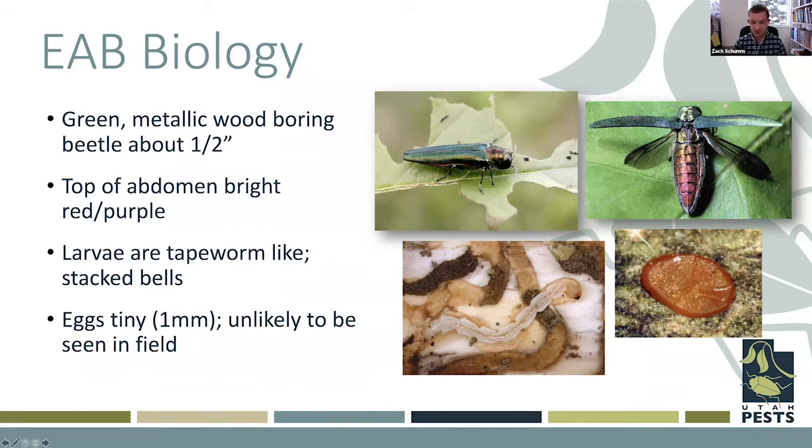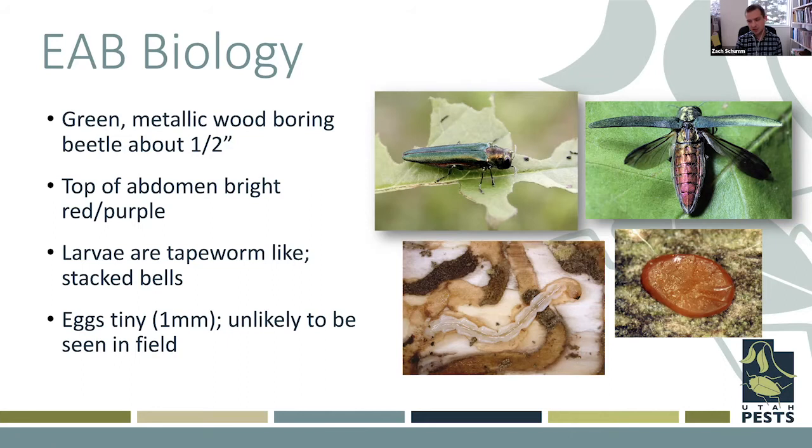So the larva, you can see the larva in the field if you survey for them. So they're often considered tapeworm-like, and they often look like stacked bells. So if you look at each individual segment or section of this larva, you can see that there's little bell shapes that are kind of stacked on top of one another. So that can be a really good diagnostic feature for emerald ash borer as well, but it's important to note that other species of metallic wood-boring beetles can often look similar, either the adult or the larva. So just keep that in mind.